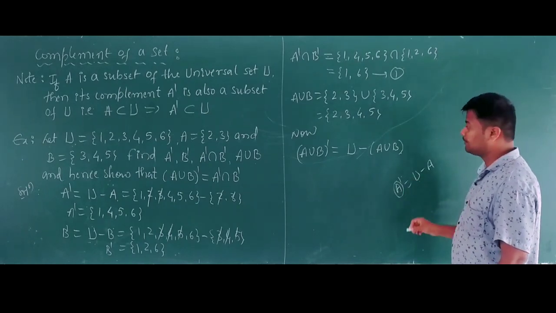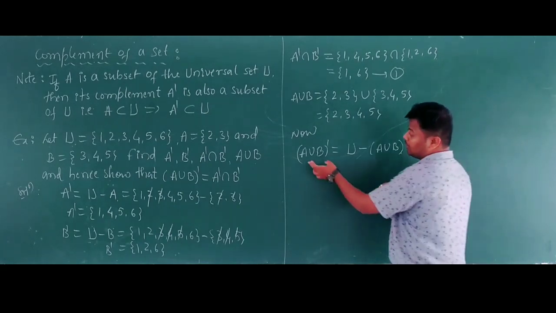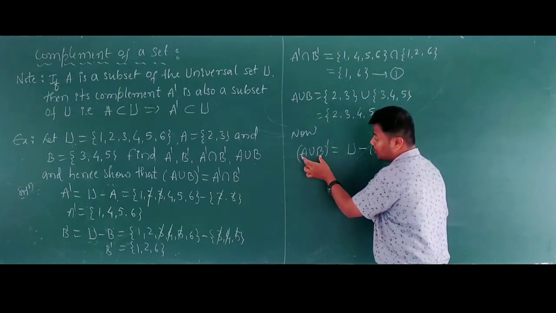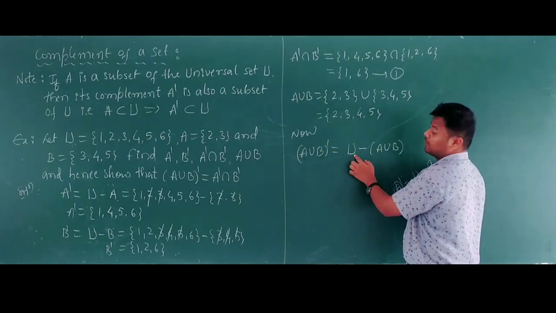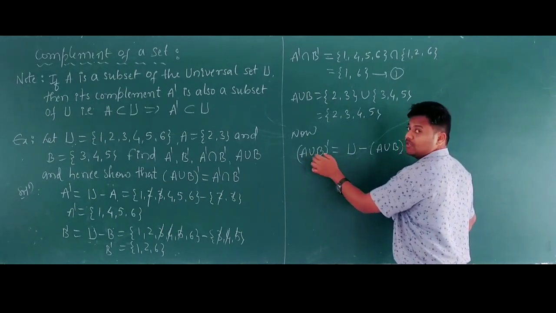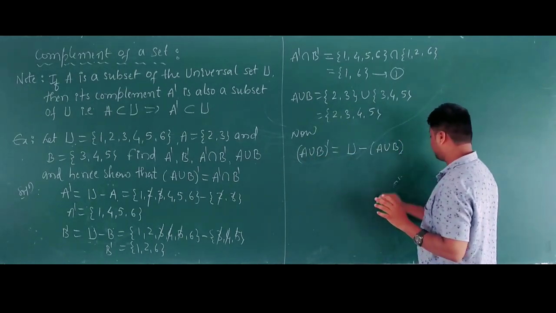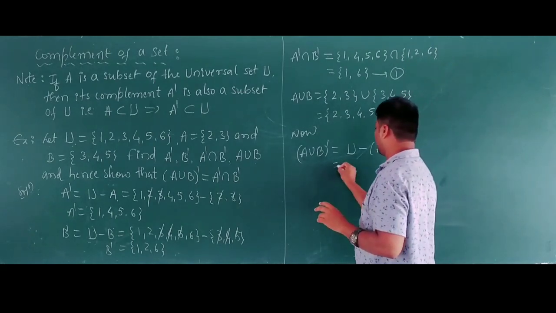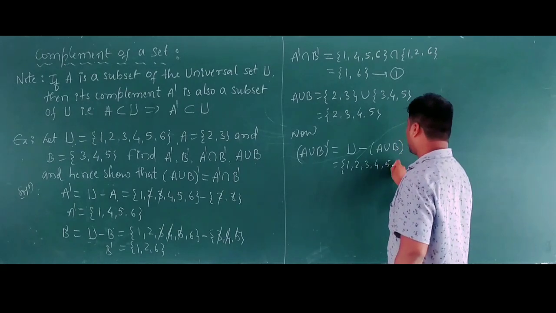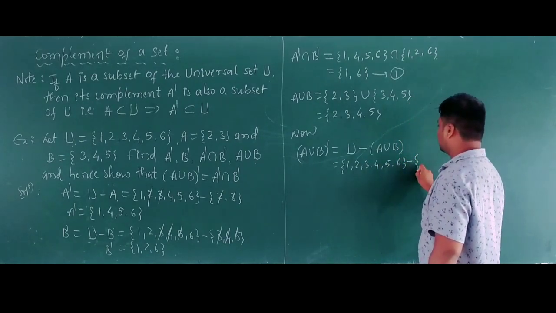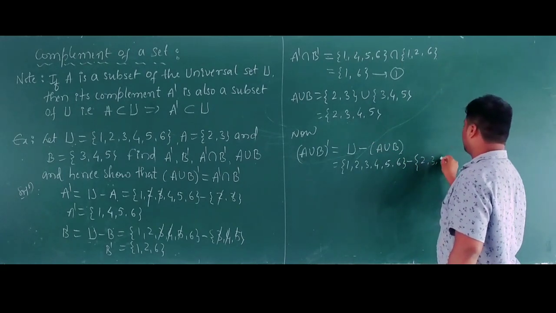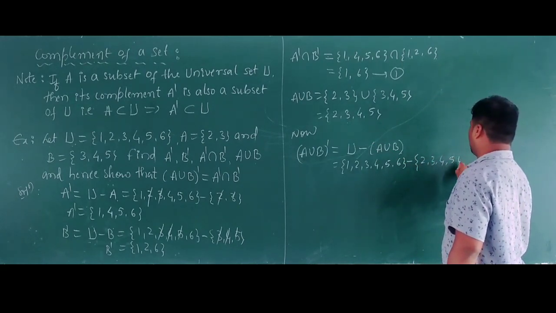Similarly, for A union B whole complement, you have to subtract this A union B from the universal set. Remove the A union B set from the universal set. So what is set U? This is 1, 2, 3, 4, 5, 6, minus A union B, which is 2, 3, 4, 5.